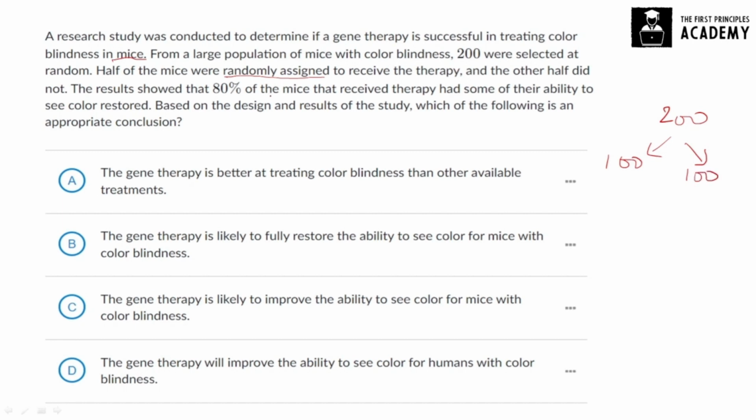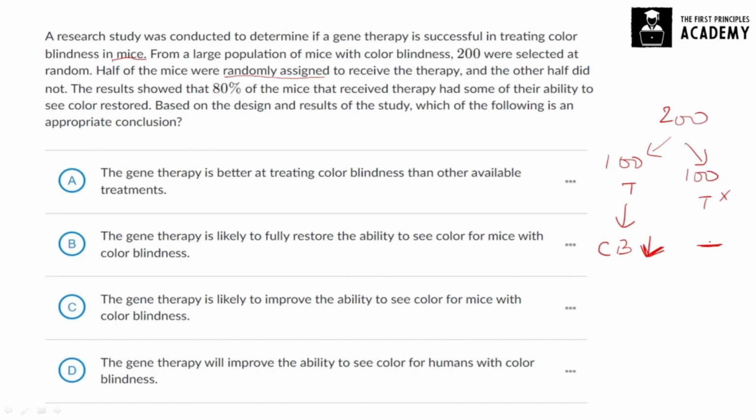The results showed that 80% of the mice that received the therapy did show some of their ability to see color restored, right? So their color blindness went away. We don't have information on this. Ideally, we should have some information on this, but at least for this group, we saw that color blindness went away. Based on the design and results of the study, which of the following is an appropriate conclusion?